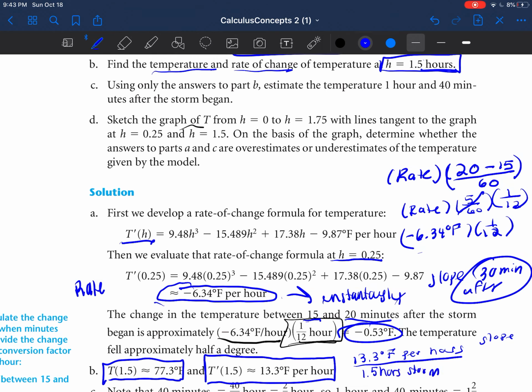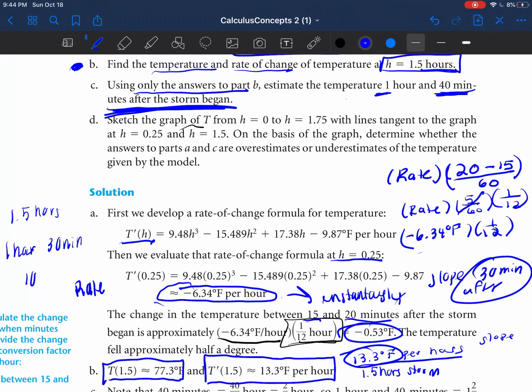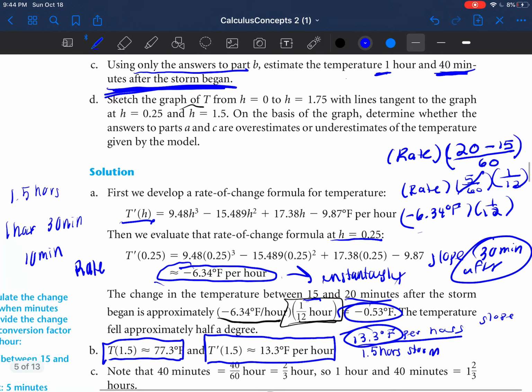Okay, now using only the answer to part B, so only this slope, estimate the temperature between 1 hour and 40 minutes after the storm began. So how are we going to do this? To estimate the temperature at 1 hour, 40 minutes after the storm began, we know 1.5, what is that? That's 1 hour and 30 minutes. So let's just keep that in mind. So that's a difference of 10 minutes. So how are you going to do that?